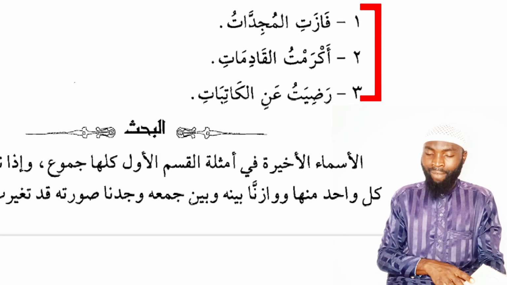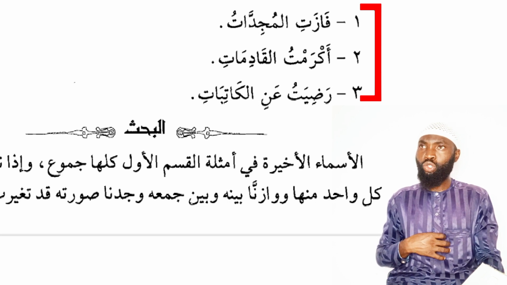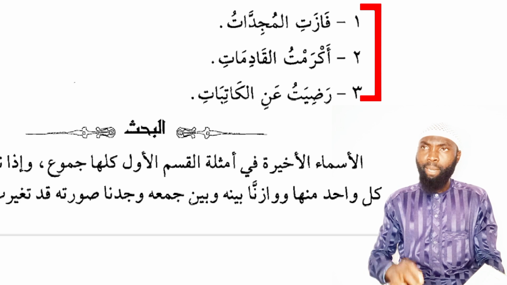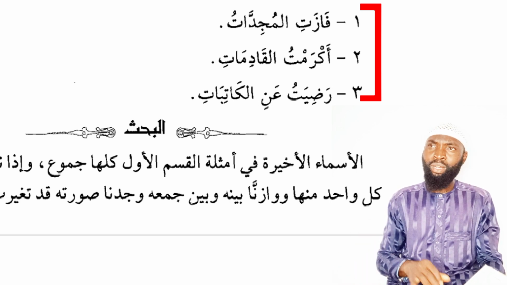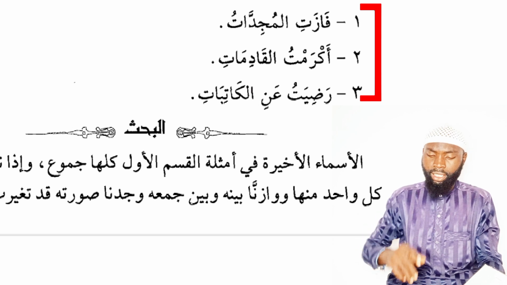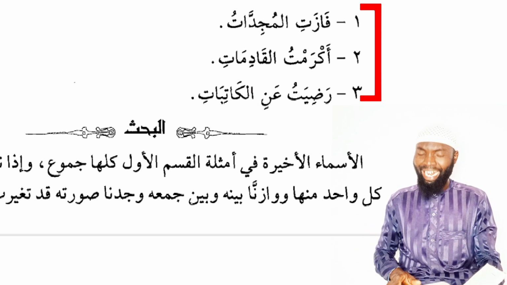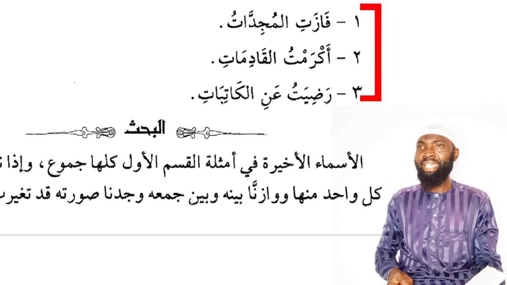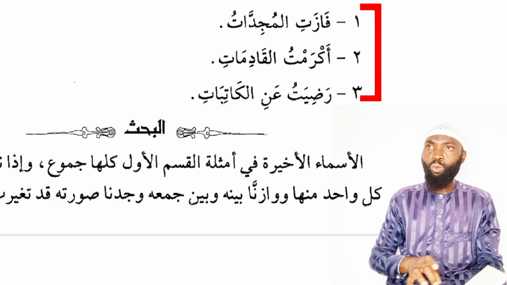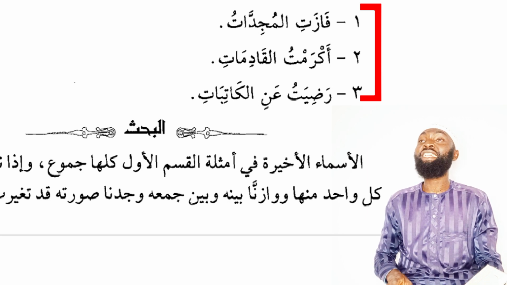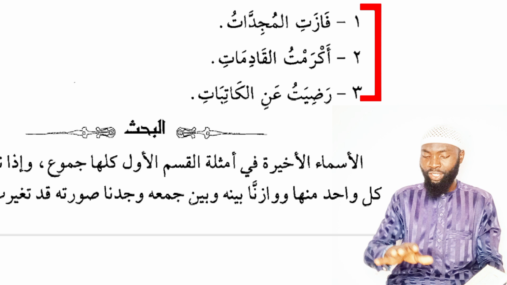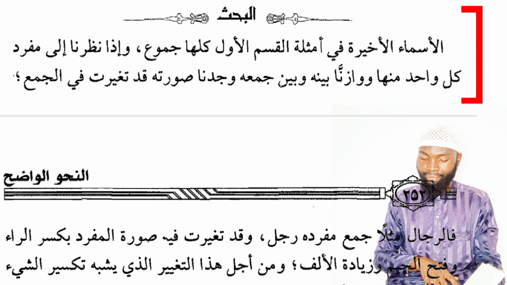The third section we have fazatil mujiddatu, the strivers among the females, those who work hard, they passed, they succeeded. Number 2, akramtul qadimati, the ones who are coming among the females, I honor them. Lastly, raditu anil katibati, I am pleased with the female writers. Now you can see from these words, all of the nouns used here are in their plural forms, but you can see how changes occur. So let's come to al-bahthu and see the explanation.